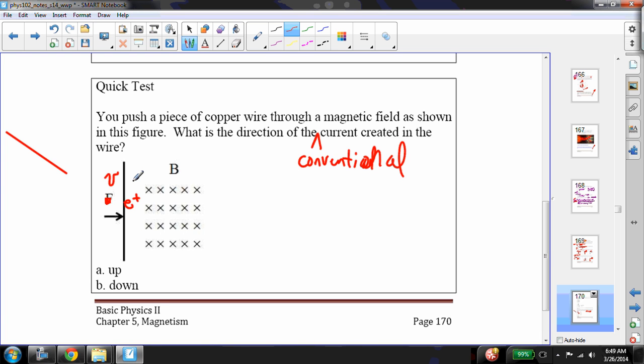And so what is the direction of the current in the wire? I have these positive charges moving in this direction through a magnetic field. What is the direction of the force that they feel? Do they feel a force that is up, or do they feel a force that is down?